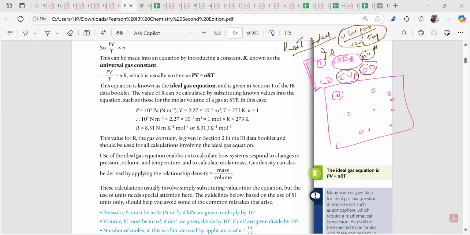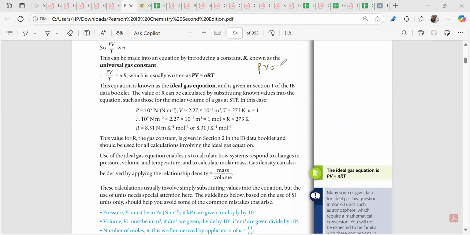And when do real gases behave as ideal gases? At low pressure, high temperature. Very low pressure, not low pressure, very low pressure, and very high, not high, very high temperature. Clear? This is all you need to know about real gases and ideal gases. That's all. Understood?